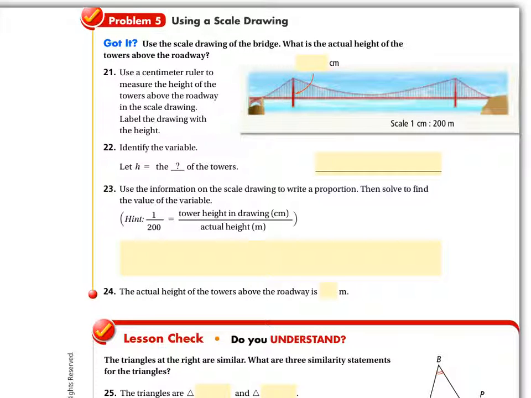Well, we're not going to use a centimeter ruler, mostly because I can't do it on here. So I guess somebody have a centimeter ruler. You want to measure on your paper what that distance is. So use a centimeter ruler to measure the height of the towers above the roadway in the scale drawing. So you only want to measure from here to here. So you don't want to measure this part that's down here. That's what I'm reading it to say anyway. It's like half a centimeter. Is it half a centimeter? So we'll do 0.5.